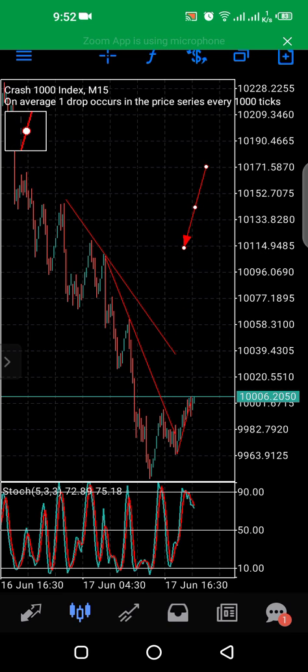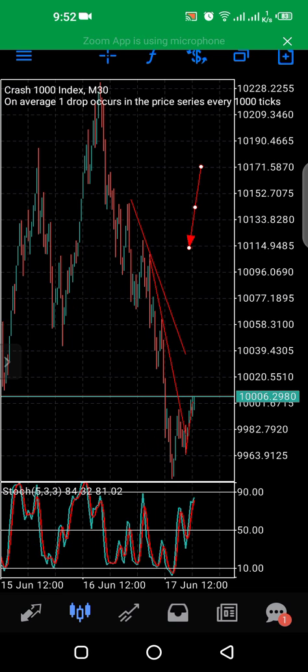You can see all the time frames are selling on Crash 1000 index. Now let's go back to M30. You can see it's selling, but you have to be careful. You don't need to sell along. If you want to sell along on this Crash 1000, you will have to look for a strong resistance. Anytime you want to buy, you will look for a strong support or strong support zone. Anytime you want to sell, you have to look for a strong resistance zone.